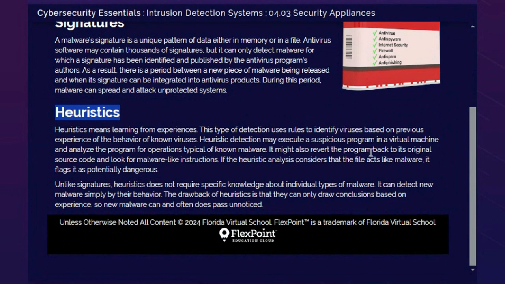It might also revert the program back to its original source code and look for malware-like instructions. So if the heuristic analysis considers that the file acts like a malware, it flags it as potentially dangerous. Hey, this is doing the same stuff as some stuff I know is wrong. But unlike signatures, heuristics does not require specific knowledge about individual types of malware. It can detect new malware simply by the behavior. Now, the drawback of that is it can only draw conclusions based on experience. So new malware that doesn't mimic any older malware can and often does pass through unnoticed.